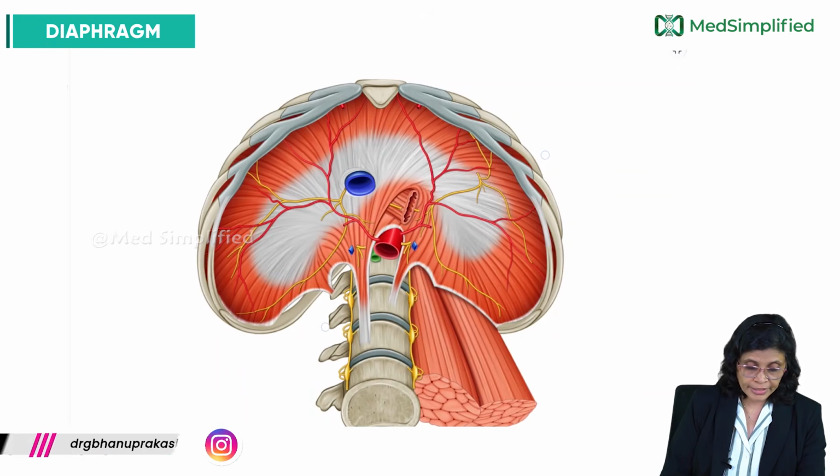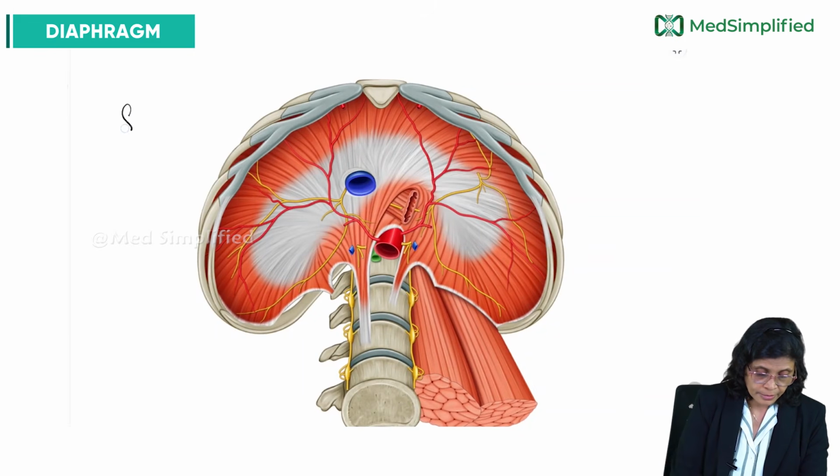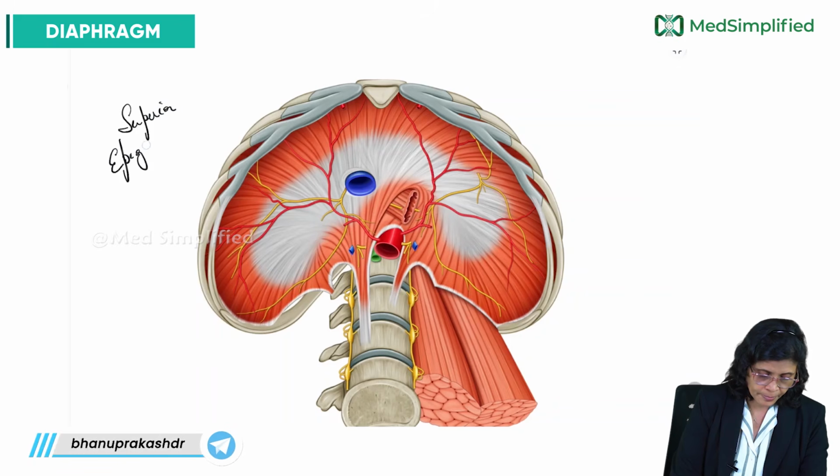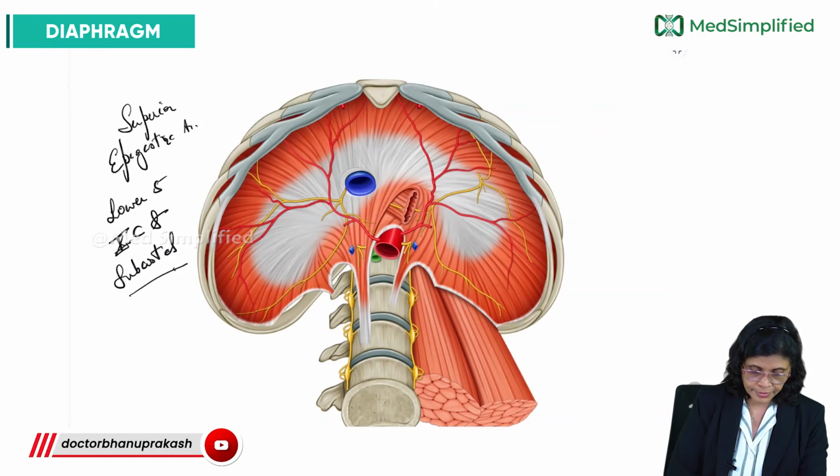Okay. So in addition to that, we will also see the superior epigastric arteries. Then we also have the lower 5 intercostal and subcostal arteries also supplying the diaphragm.